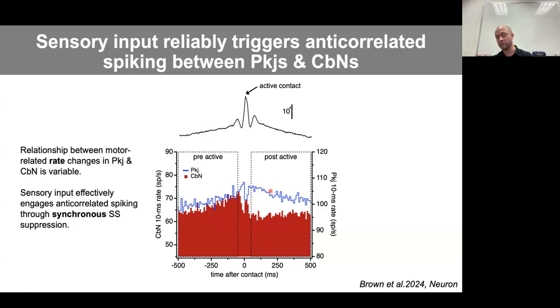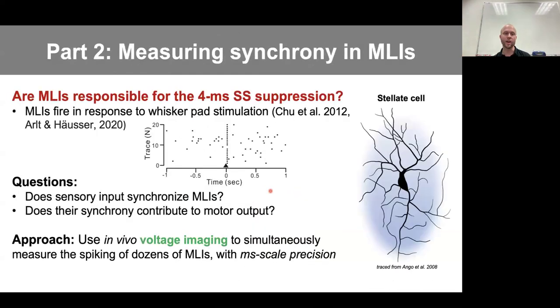Now I'm going to talk to you about the work I've been doing on molecular layer interneurons in CRUS-1 and CRUS-2. We were motivated to look at what molecular layer interneurons were doing, primarily because we saw this rapid simple spike suppression in Purkinje cells. We wanted to know, are MLIs responsible for causing it? And it seemed likely that they are, given that they're the primary source of inhibition to Purkinje cells.